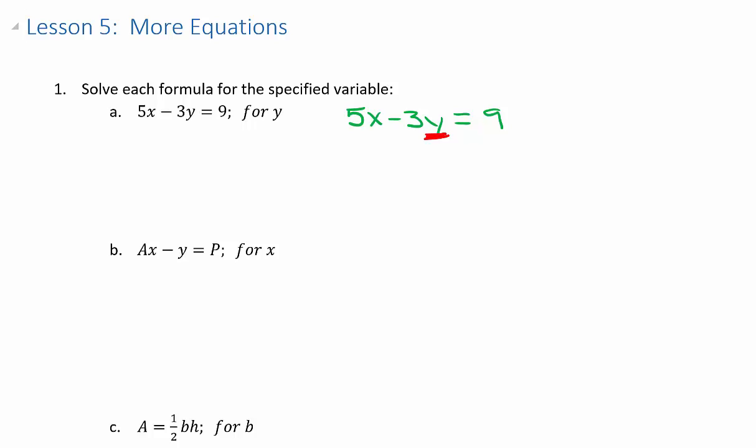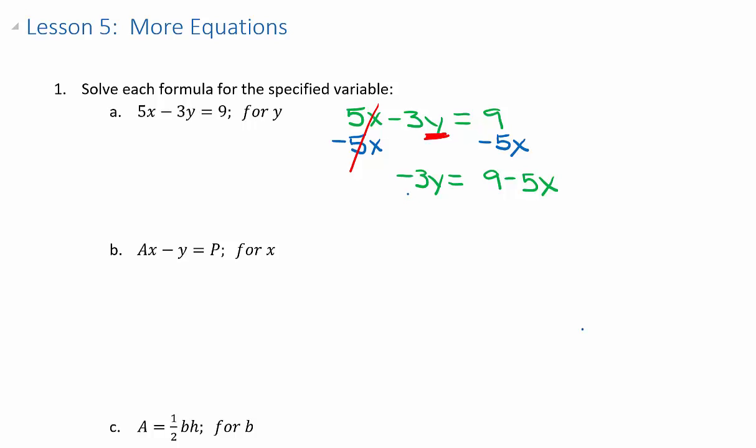So the first thing I need to do is get the term with y in it by itself. That means I have to get rid of that positive 5x. I'm going to do that by subtracting 5x from both sides. 5x minus 5x is 0, so on the left I'm just left with a negative 3y, and on the right I've got 9 minus 5x. Those are not like terms, so we can't combine them.